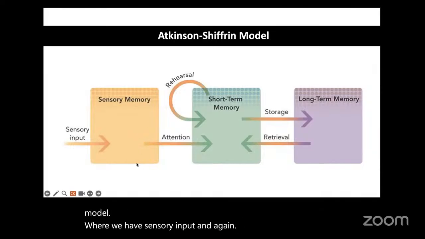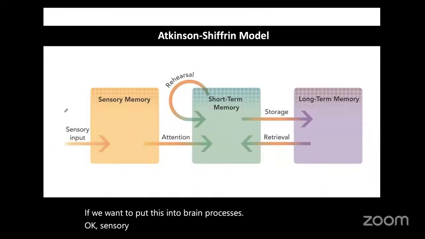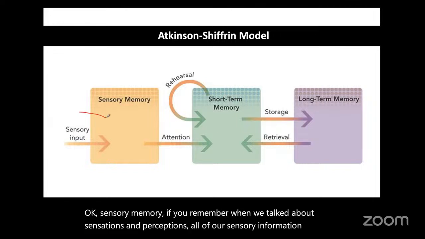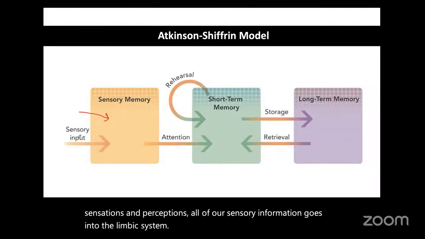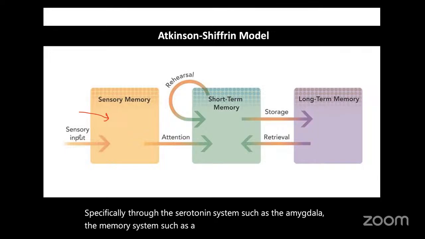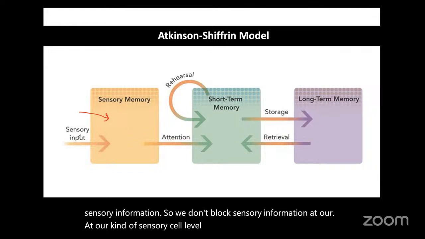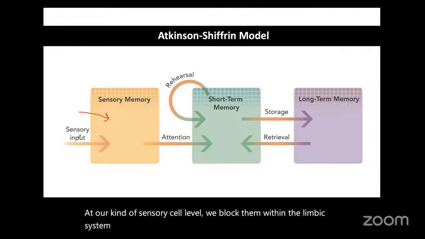And again, if we want to put this into brain processes, sensory memory, if you remember when we talked about sensations and perceptions, all of our sensory information goes into the limbic system, specifically through structures such as the amygdala, and the memory system, such as the hippocampus. But really, it is all sensory information. So we don't block sensory information at our sensory cell level. We block it within the limbic system, and we filter out all the noise and the nonsense, and everything that you feel you don't want to pay attention to.